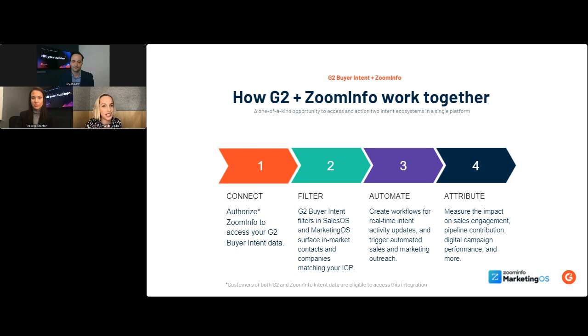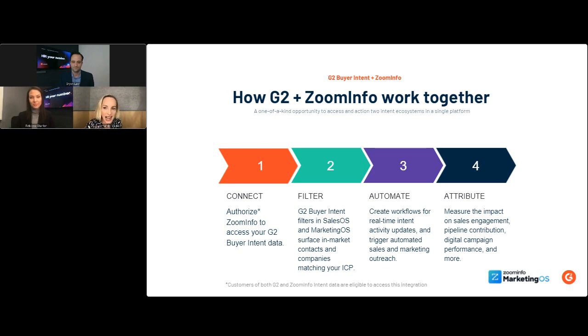If you're in the sales org, you can actually have a much more relevant conversation with your prospects based on knowing that information. And you can actually run automated plays directly in ZoomInfo and measure the success of those. So it is really a great and powerful combination for sales and marketing teams to be able to use G2 data directly with ZoomInfo data in ZoomInfo.